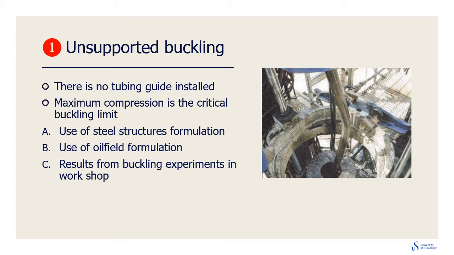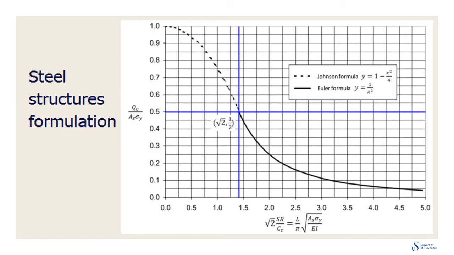We consider design equations from both the steel structures industry and from the oil field. We also show results from unsupported buckling experiments in the university workshop. The chosen steel structures model for unsupported buckling is made up of two different formulas. For short compression members, we use the Johnson formula, while for long unsupported length, we deploy the Euler formula. Depicted is a dimensionless representation of these equations. At very short length, the buckling limit approaches the yield limit of the drill pipe.